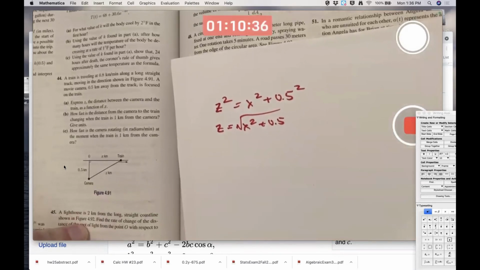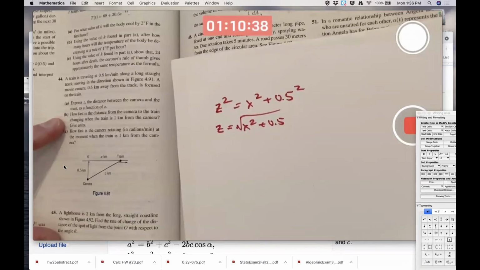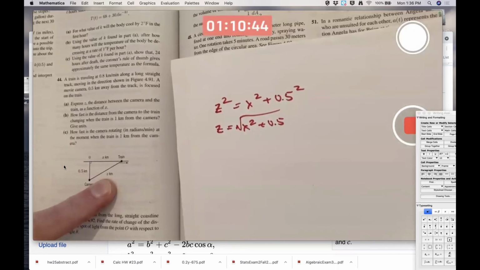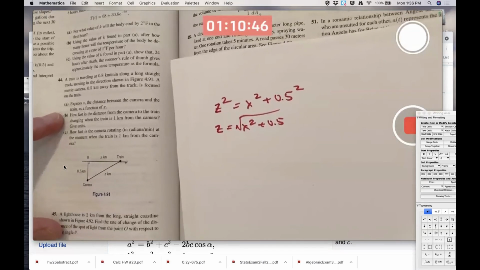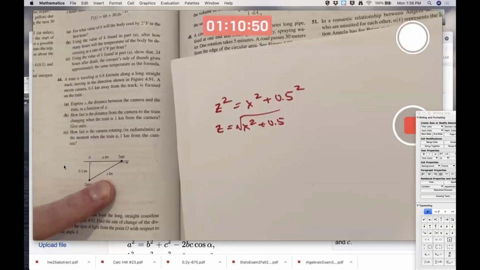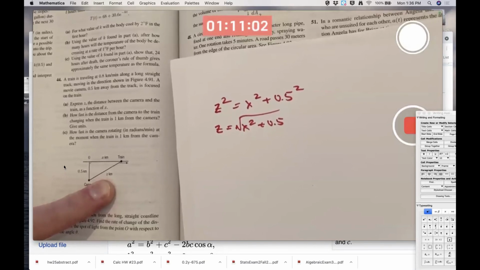Part B, how fast is the distance changing? What is dz dt? How fast is the distance changing when z is 1? Sounds weird to say that. Find dz dt when z is 1. What I said just 2 minutes ago is really important. Don't plug in 1 for z right away. Only do it at the end.